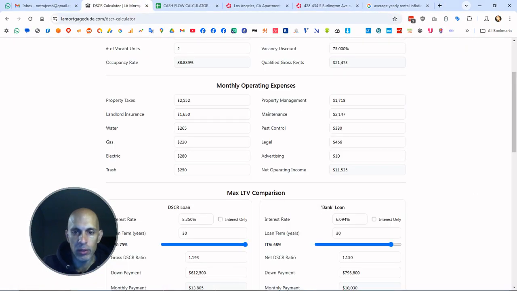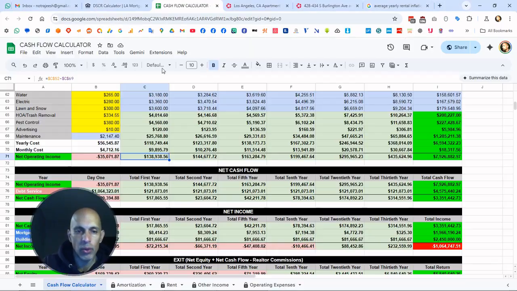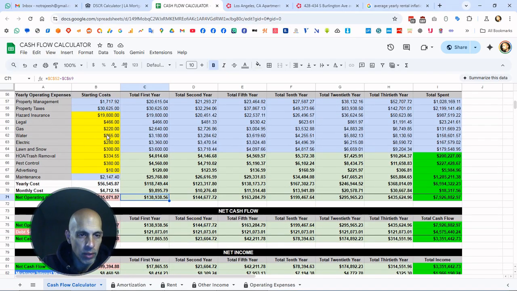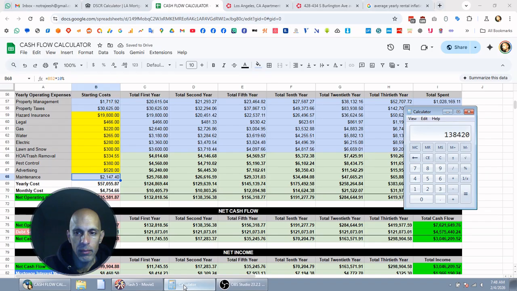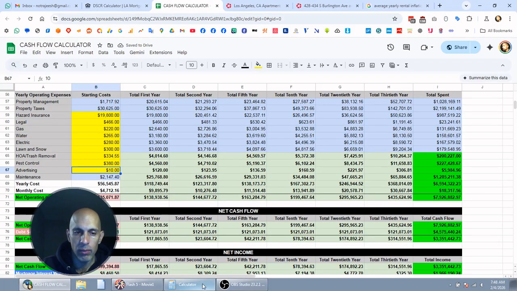Let's try doing it a little backwards. 11,535 times 12 is 138,420. So I'm still about $420 off, or $520 off. So let's see, 520 for advertising. No. 520 divided by 12.